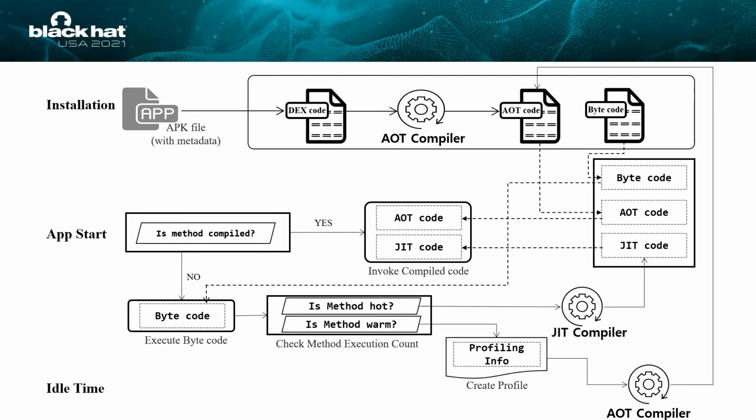And if the counter keeps increasing and it finally becomes hot, the method is compiled in real time by the JIT compiler and stored in memory as a code cache. Then the code loaded in memory is executed as soon as the function is called. You see here, ART has various states of code and a complex structure.